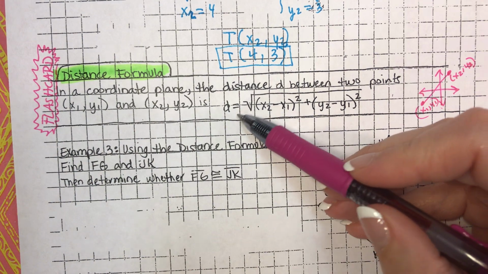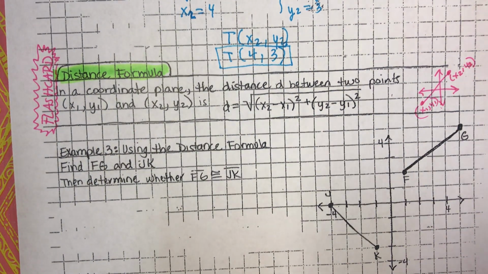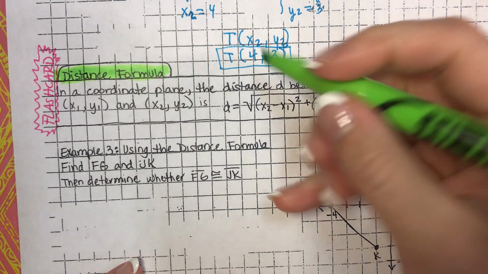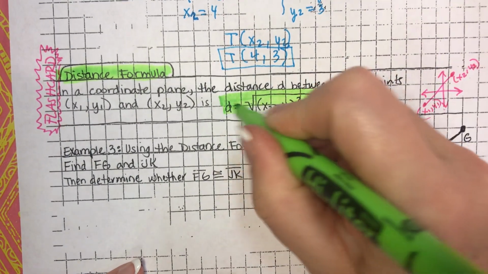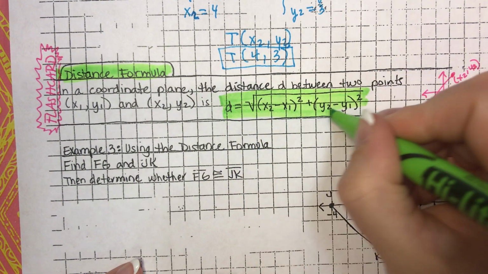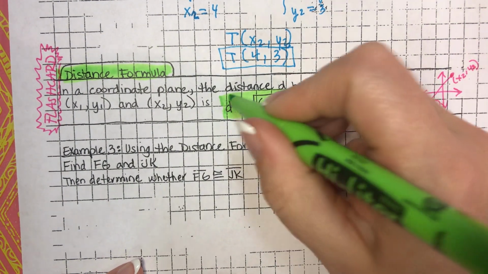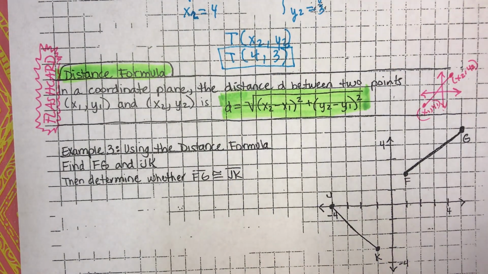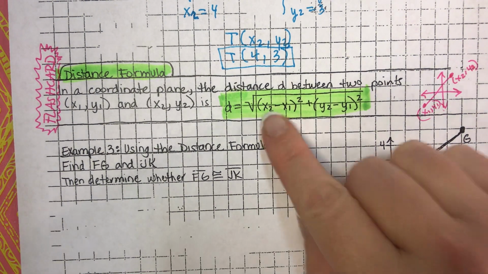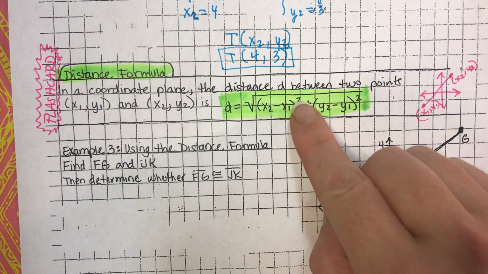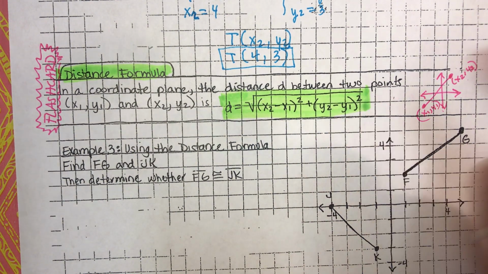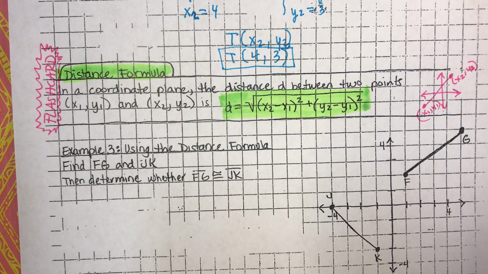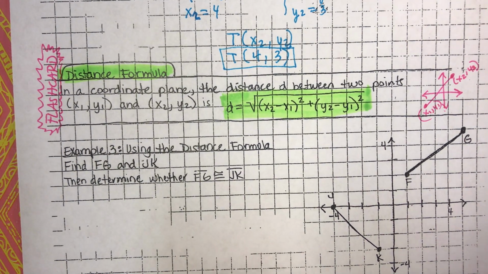The distance formula is the square root, okay, it needs to be highlighted. It's going to be highlighted in green. Green is a great color. It's the square root of the difference of the x values, x2 minus x1, and all of that is squared, plus the difference of the y values, y2 minus y1, and all of that is squared. And when you do all that, that's how you figure out what the distance is.